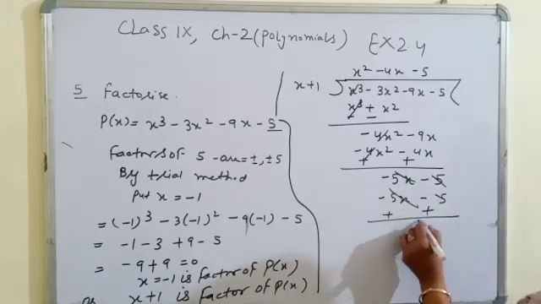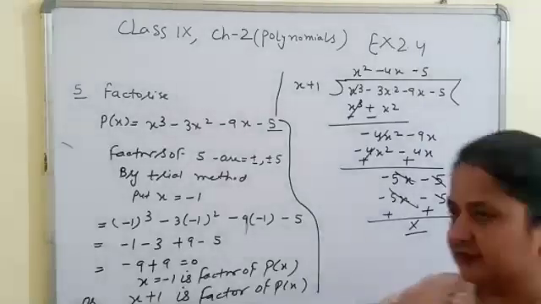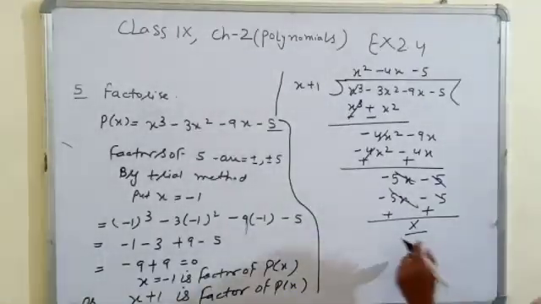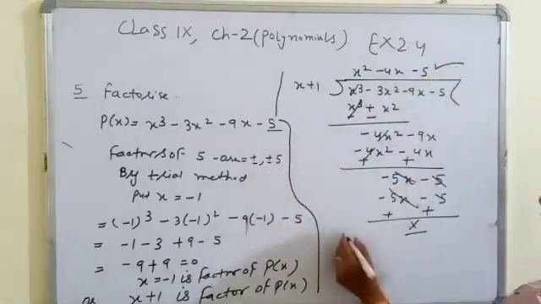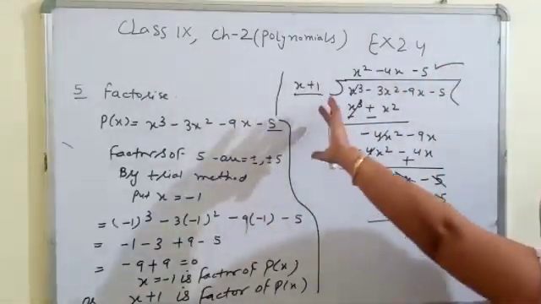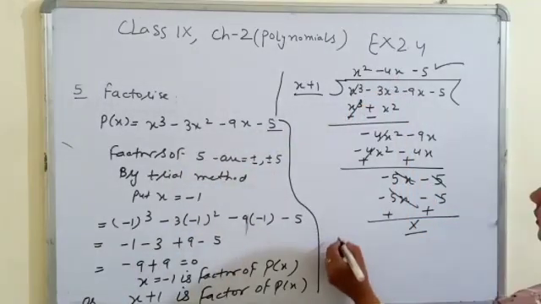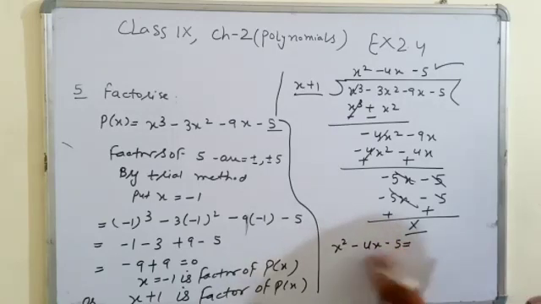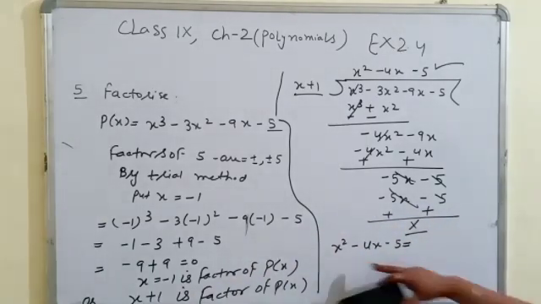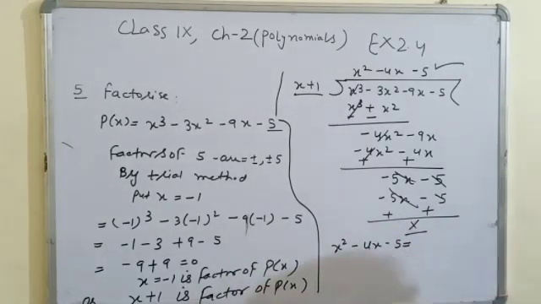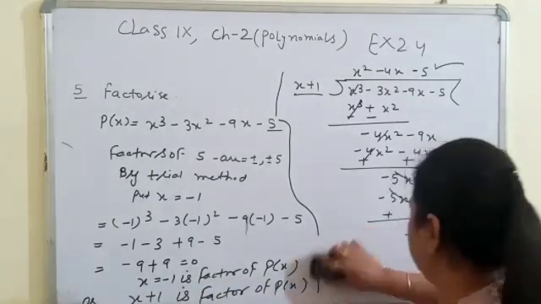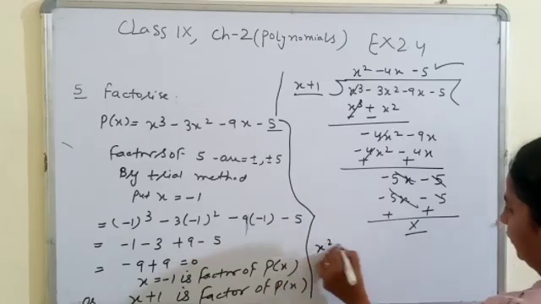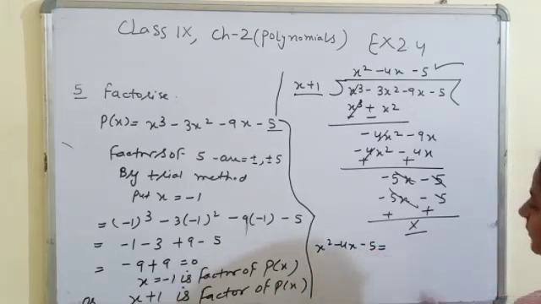Yes, this was our result, because x plus 1 is a factor of the polynomial, so its remainder should be 0. That is satisfied. Now one factor of this cubic is x plus 1. Let's find the other. Make the factors for x square minus 4x minus 5. Now the same question we have done, question 4. So let's make the factors for x square minus 4x minus 5.